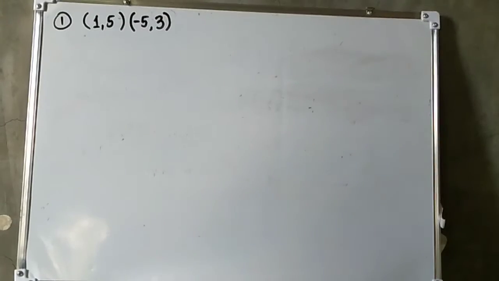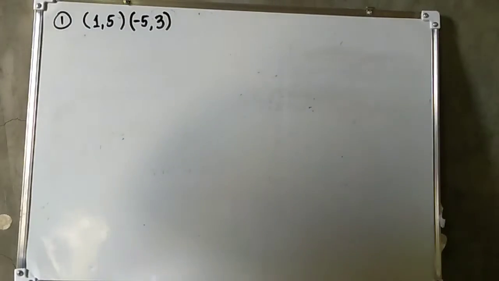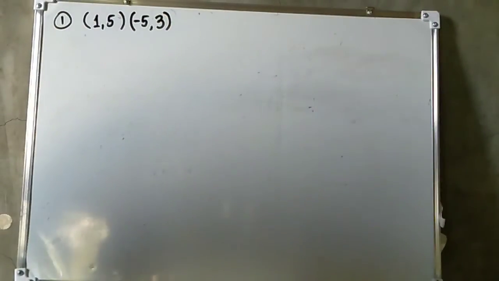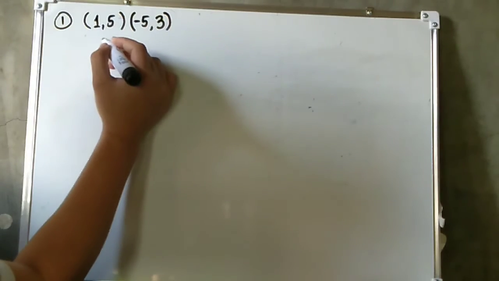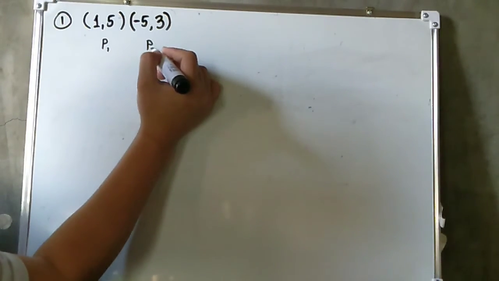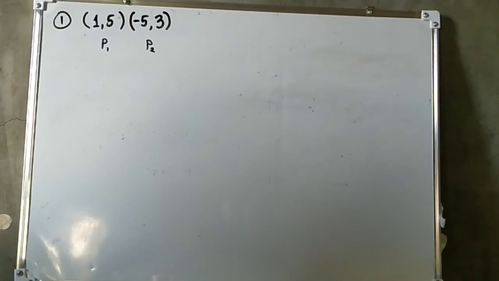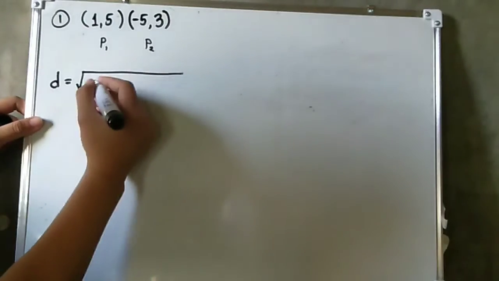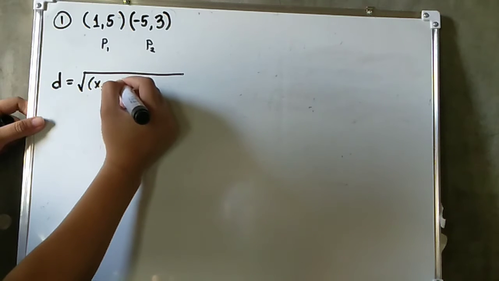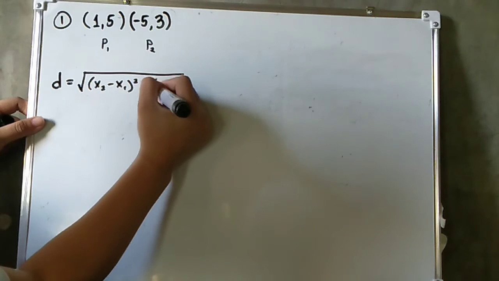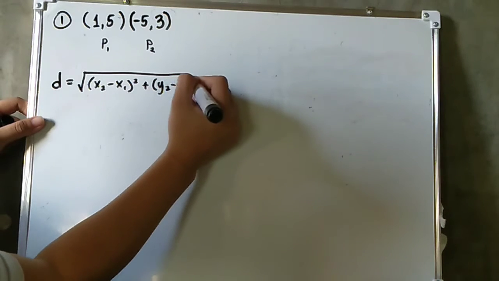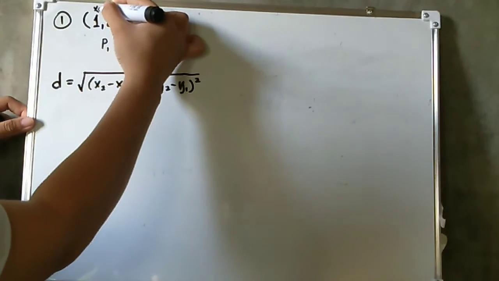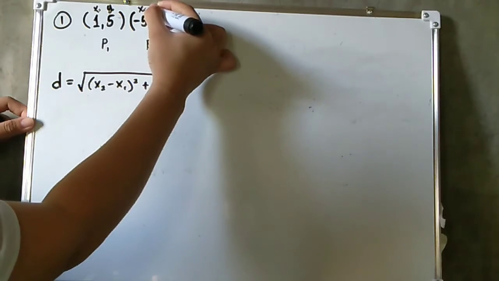For today's video, we are going to solve for the distance between two points. So we have a given here. We have points (1, 5) and (-5, 3). So this will be our point 1, and this will be our point 2. The formula for finding the distance between two points is d is equal to the square root of (x sub 2 minus x sub 1) squared plus (y sub 2 minus y sub 1) squared. So this is our x sub 1 and y sub 1, x sub 2 and y sub 2.